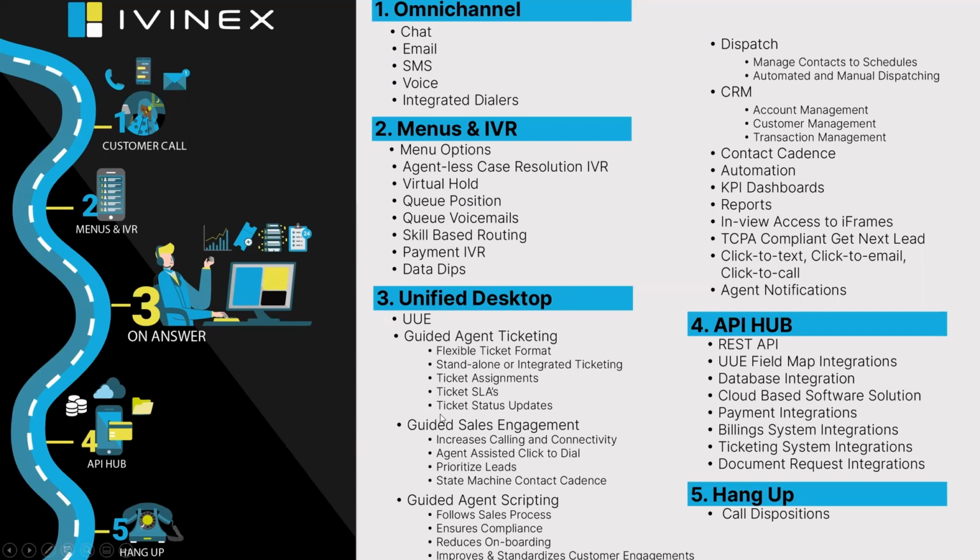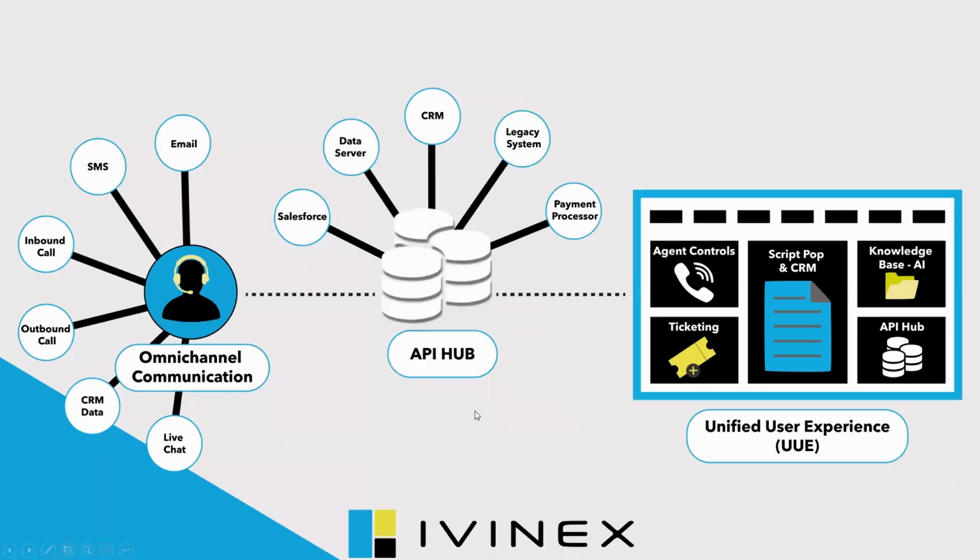And then we have the unified desktop, which I showed you, where you can have multiple pieces of data on the single screen, that single pane of glass that agents can use to do every aspect of their job. And then the API hub, we have a REST API, we have field mapping integrations. There's just a lot. There's real-time data exchange, being able to integrate with some of the more popular systems on the market. And let me just show you a diagram of that.